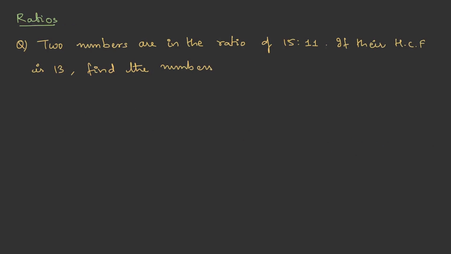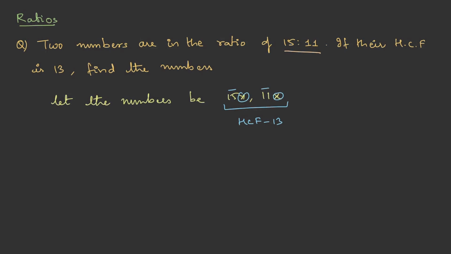And sometimes we see questions based on ratios. So here we have one question. Two numbers are in the ratio 15:11. If their HCF is 13, find the numbers. Let me take the numbers as 15x and 11x. They said that for 15x and 11x, the HCF is 13. And clearly you can see 15 and 11 have nothing in common. So definitely this x must be 13. So this number will become 15 into 13, that is 195. And this number will be 11 into 13, that is 143. You can even cross verify, try to take the HCF of these two numbers, it will definitely come 13.